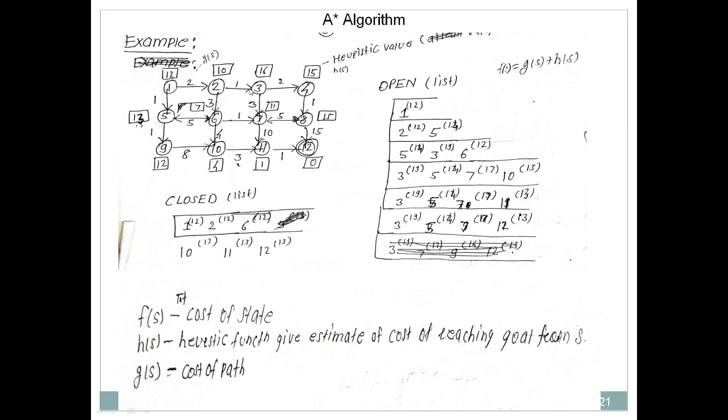So you need to calculate the f value. So g of n is 2 plus 1, 3, 3 plus 16, that equals 19. So the f value for 3 is 19. The h value is already given as 16, and you need to calculate the g value. How to calculate the g value?